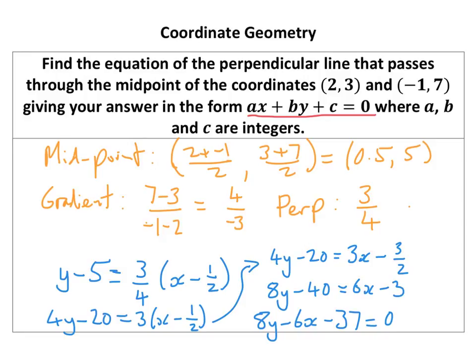Now where people drop marks here is they forget to put it in this form. There you go. It's forgetting to find the actual perpendicular, and then in fact finding the equation of the line between those 2 points, and forgetting or getting a bit confused with the fractions is another thing. So there you go, but pretty straightforward.